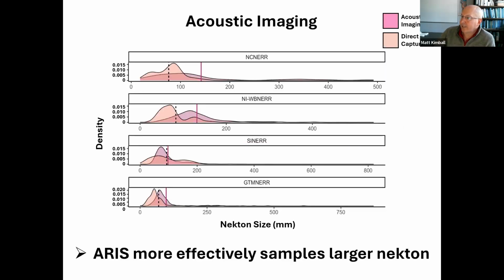If we look at the length data, the pinkish color is acoustic imaging versus direct capture. The acoustic imaging seems to more effectively sample larger nekton. As you saw from those videos before, we can see those 700 millimeter fish swimming by and record them in our imaging, but they're too fast or too wise to get stuck in those nets. We did capture the smaller ones on the acoustic imaging, but also the larger ones. So this is a consideration when using this versus direct capture.